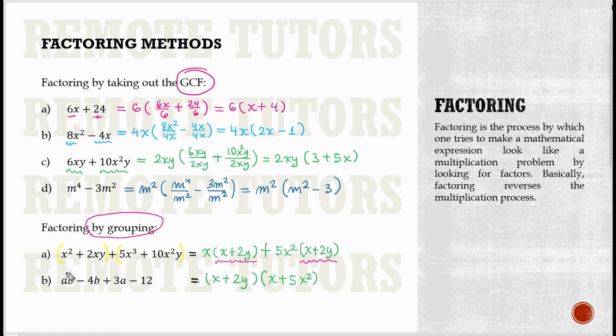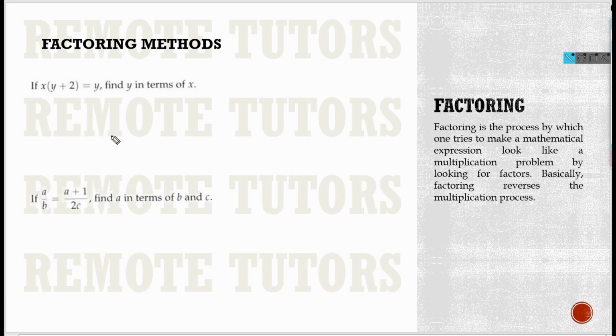Now you can try the same here for ab minus 4b plus 3a minus 12. Okay, let's see. This is an example about factoring methods. Here we need to solve for y. So the first step will be to simplify the left side of the equation.